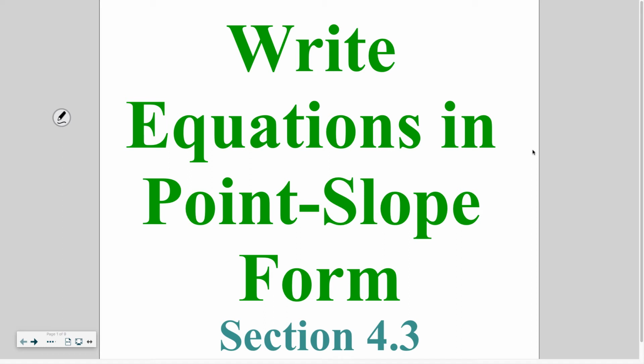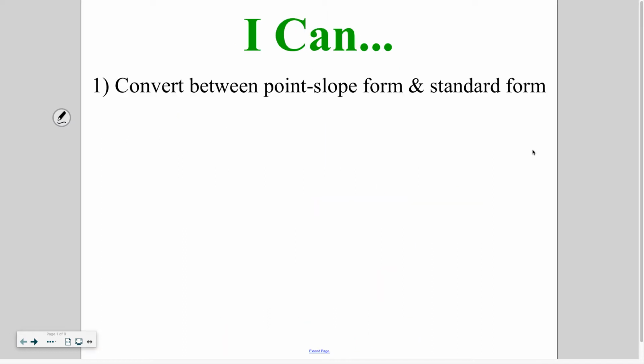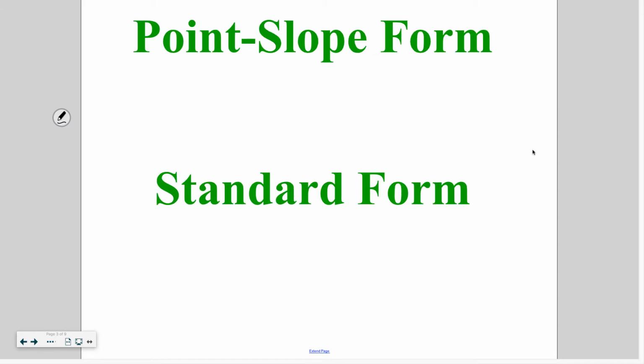Class, and welcome to the second day of section 4.3. We will still be focusing on writing equations in point-slope form, but today we're going to be converting between point-slope form and standard form. In yesterday's lesson, we learned what point-slope form was, and then we learned how to convert between point-slope and slope-intercept. Now we're going to talk about point-slope and standard form. Again, a reminder, point-slope: y minus y1 is equal to m parentheses x minus x1.